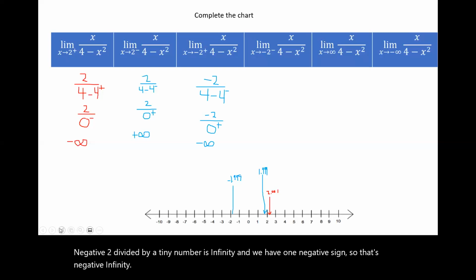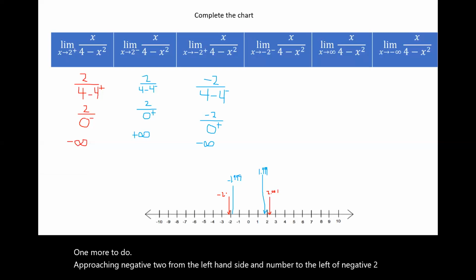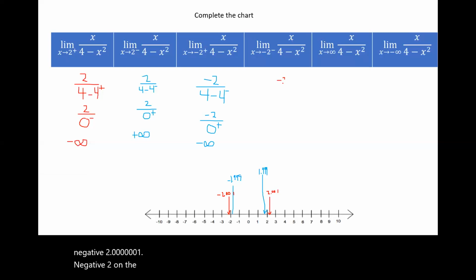One more to do. Approaching -2 from the left-hand side. A number to the left of -2, -2.00000001. So -2 on the top. 4 minus. When you square -2, you're very close to 4. Bigger than 4? Smaller than 4. Which one?